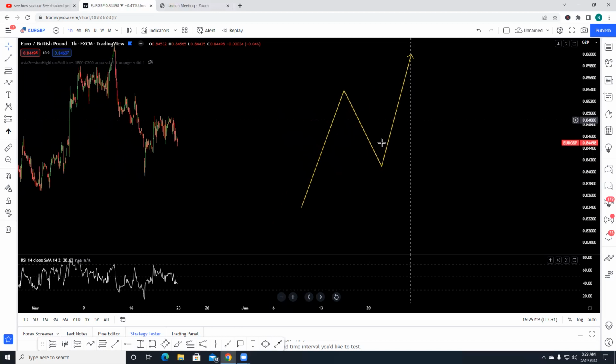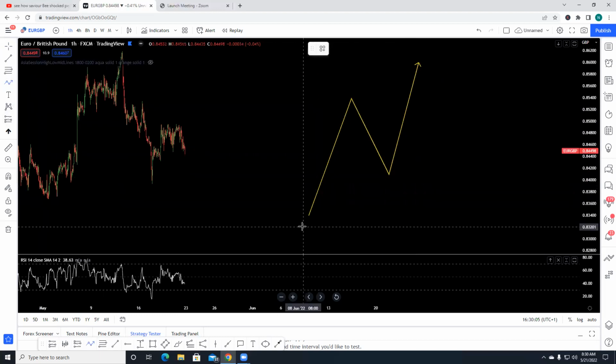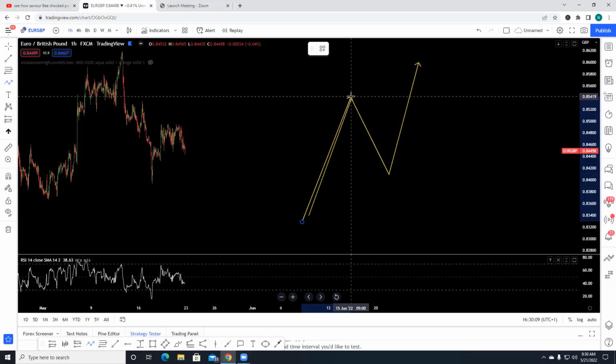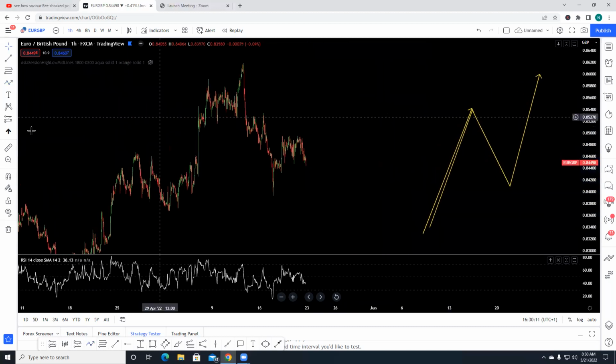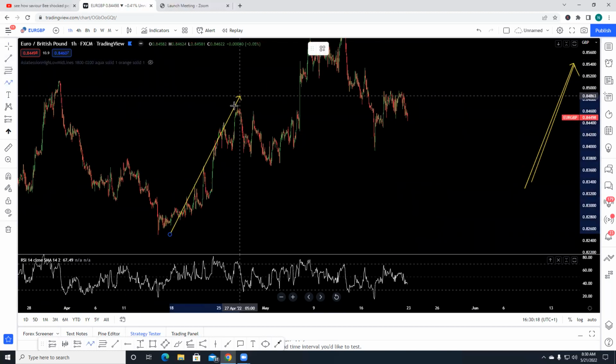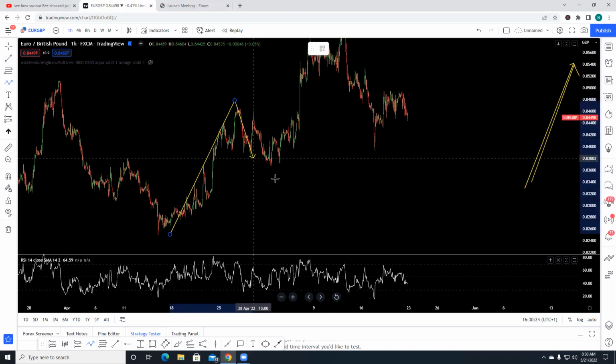Okay, what are these corrective structures, guys? I told you in the previous video on this course that in every impulse that you see in the market, what is this impulse? A fast move in the market. Let me show you a fast move here. This is an example of a fast move in the market. You see, in every sharp move to the upside, you need this correction.